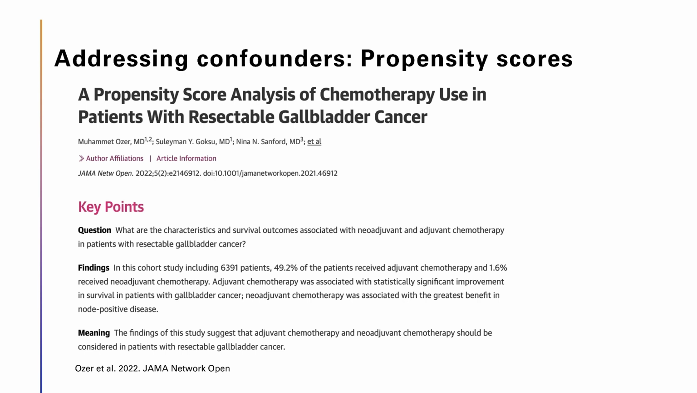So other than multivariate analysis, another commonly used technique to address confounding factor is what we call propensity score. An example shown here is a study showing a propensity score analysis of patients undergoing surgery alone versus surgery combined with neoadjuvant or adjuvant chemotherapy for gallbladder cancers. However, what are propensity scores and how are they used? I'm pretty sure you're quite confused about it. Don't worry, we'll be discussing it in greater detail in the next few slides.